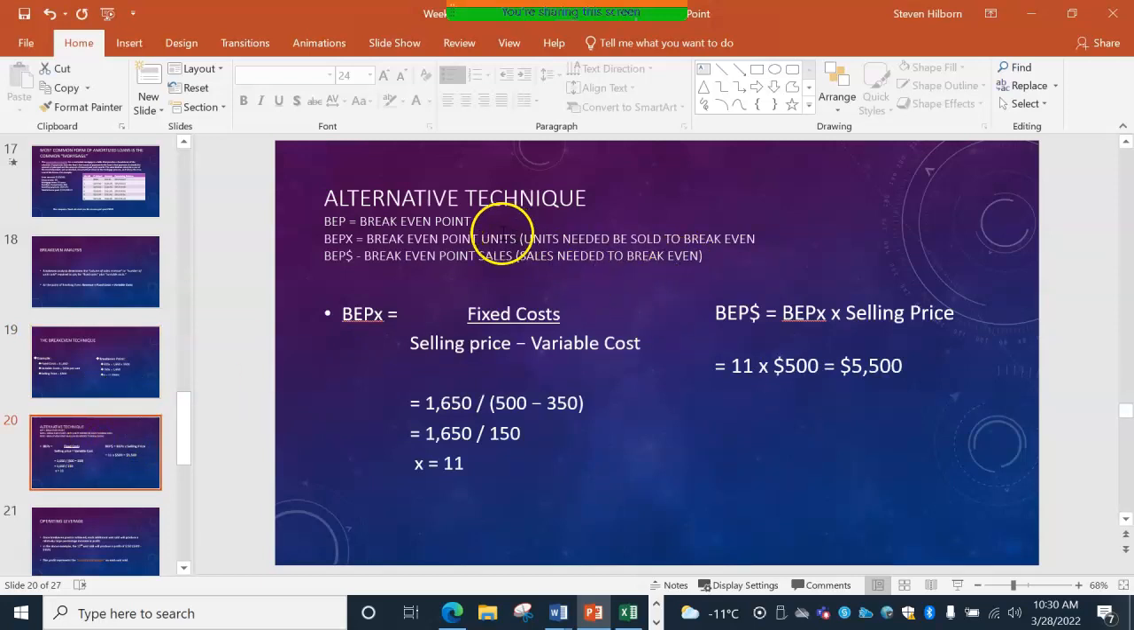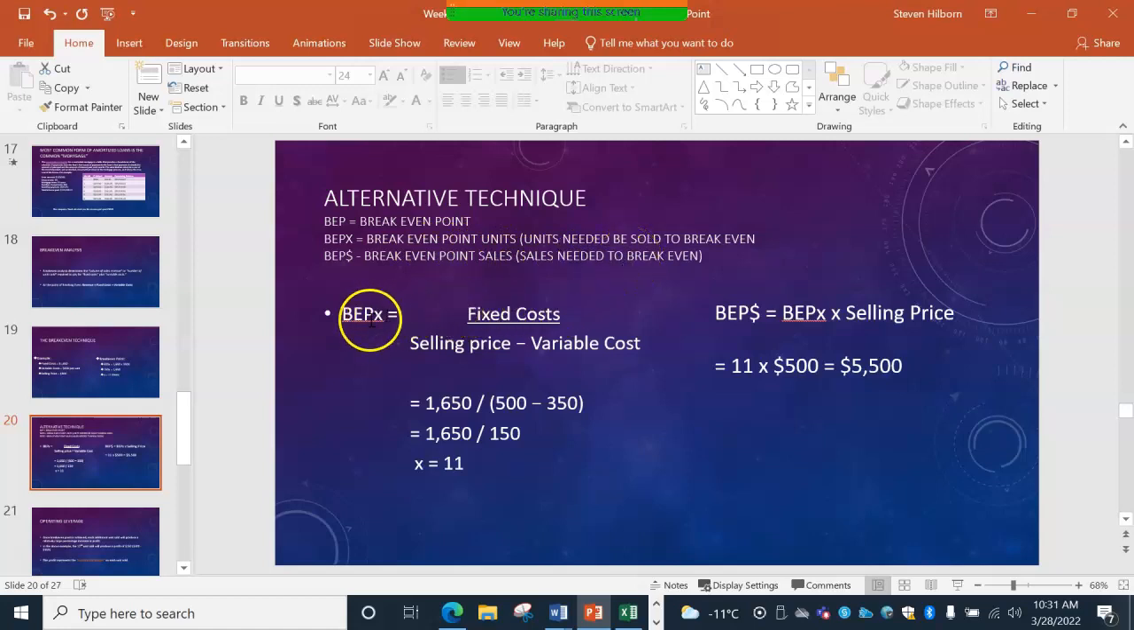There's another alternate technique. I put a couple of little acronyms up here so you understand what we're talking about. BEP stands for break-even point. That's what we're looking for. BEP X is the break-even point in units, so how many units need to be sold? Or BEP dollar sign, which is the break-even point in sales. So how much money in sales do we need to bring in in order to break even?